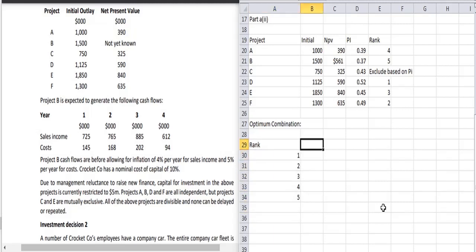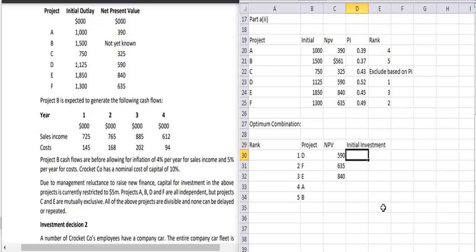Okay, and according to that we write: project 1 is D, 2 is F, 3 is E, then 4 is A and B. Now NPV of the D is 590, F is 635, E is, okay, just wait. First, initial investment.